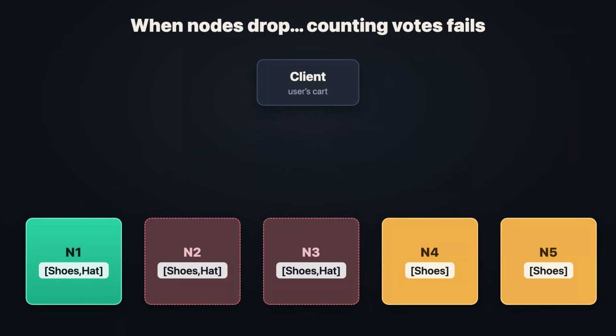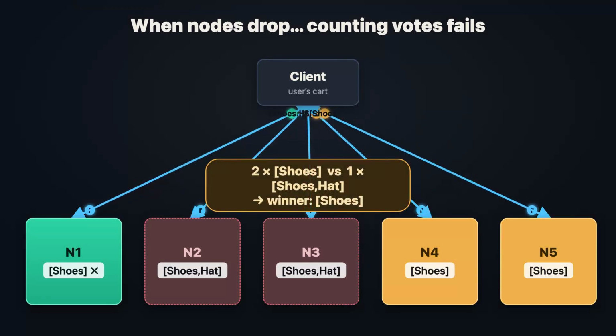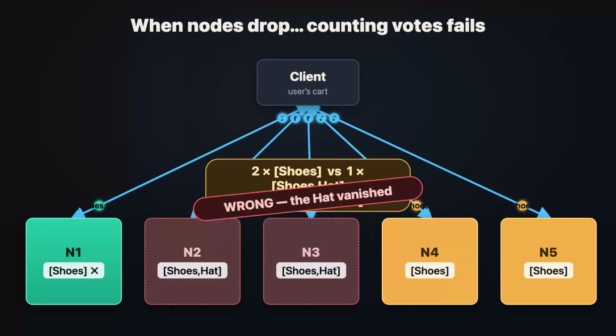But now N2 and N3 are offline, and N4 and N5 have come back still holding the old shoes. So the responders are N1 saying shoes, hat, and N4 and N5 both saying just shoes. Naive majority, 2 votes for shoes, 1 for shoes, hat. The hat vanishes. That's flat out wrong, and counting votes will never fix it.